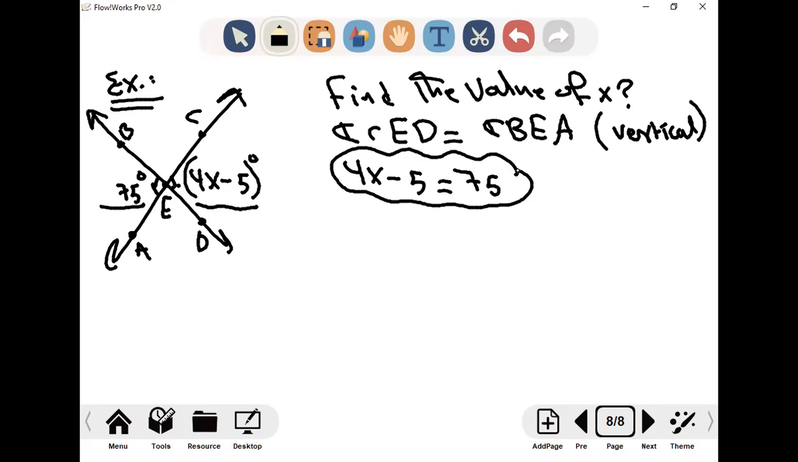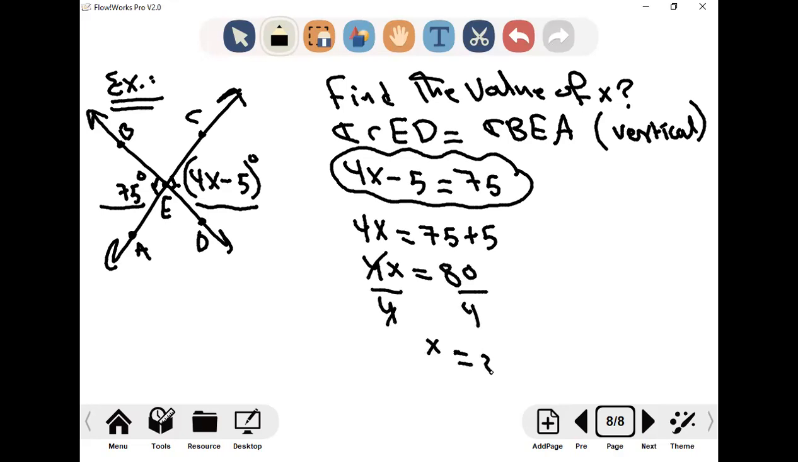Shift, divide, find your x. So 4x equals 75 plus 5. 4x equals 80. Dividing by 4, x will be 20. To check your answer, take this 20 and put it here: 4 times 20 is 80, minus 5.